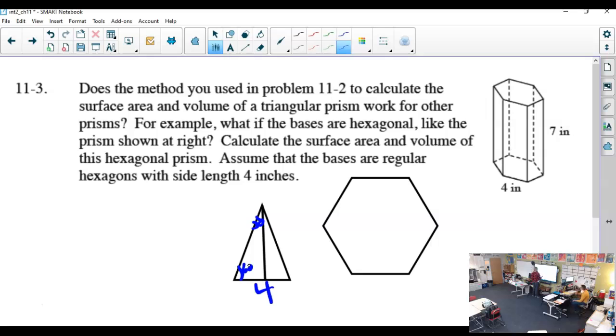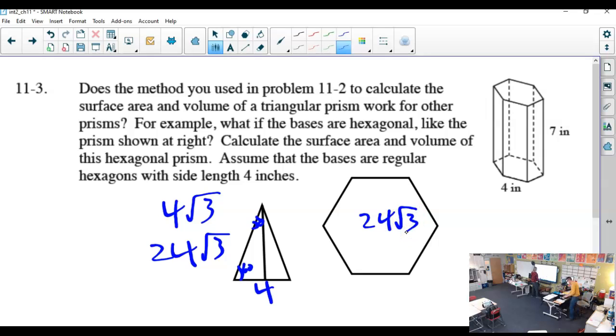All right, so in a hexagon, what are those? It is 4 radical 3, right? Because it's 2 radical 3 times 6. So wait, what sort of triangles do we have there? 30, 60, 90. 30, 60, 90 in a hexagon. Radical 3 is this, I think. 24. I got 290.98.